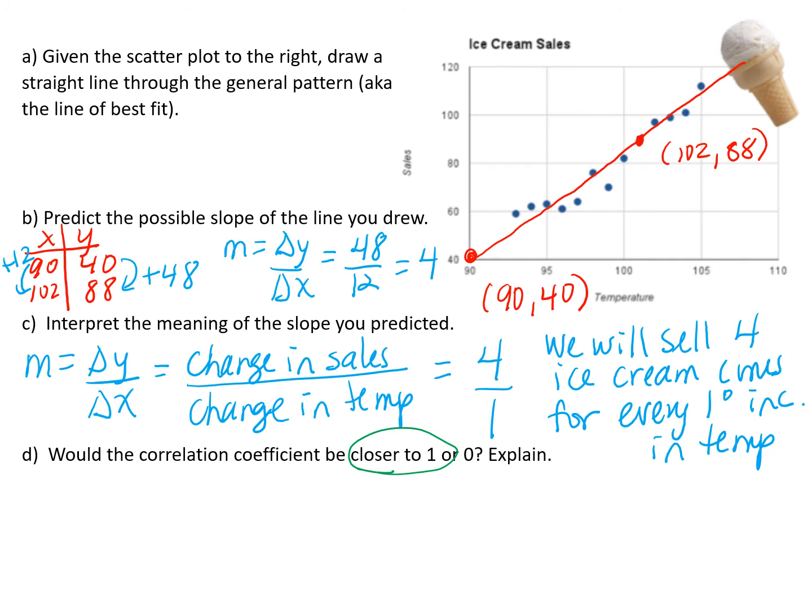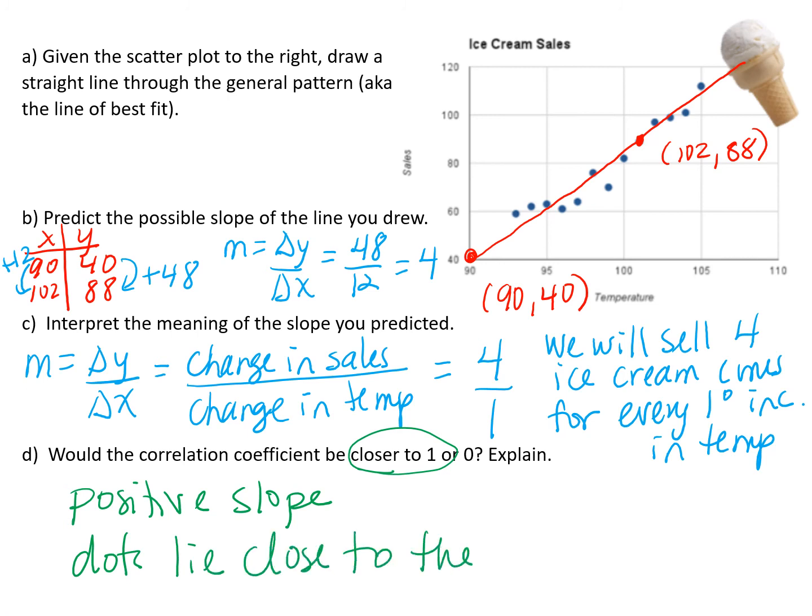And again, we said that the line has a positive slope, and the dots lie close to the line. Again, that 0 is no correlation, and we definitely have some correlation here. Kind of makes sense that the hotter it is outside, we're probably going to sell more ice cream cones. So hopefully that gives you some connection to the real world and how we can look at a scatter plot and make inferences from the information shown.